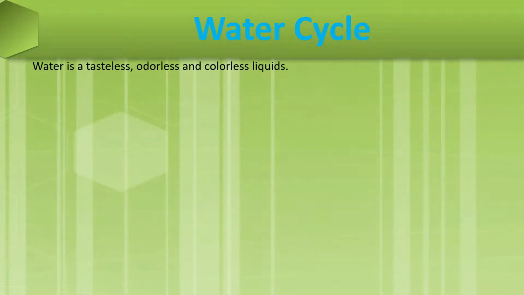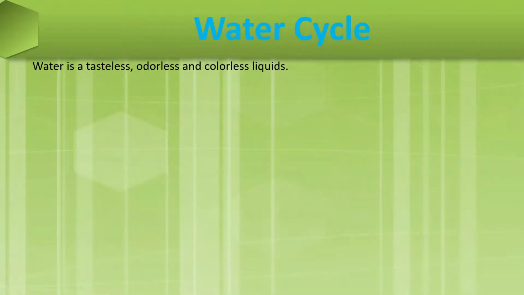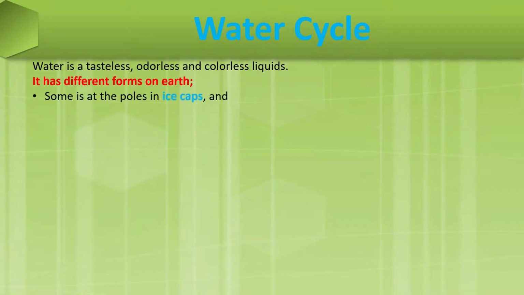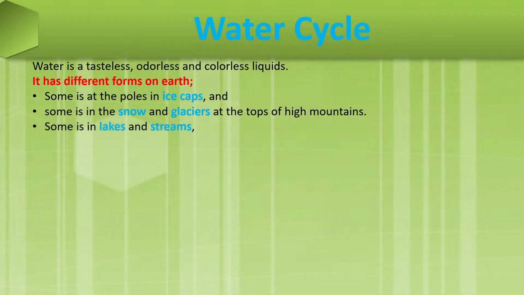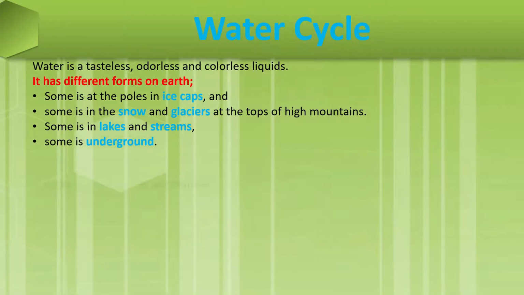Water cycle. Water is maybe the most important element on earth for humanity. It's a tasteless, odorless, and colorless liquid. It has different forms on earth, like ice caps at the poles, snow and glaciers at the top of high mountains, lakes and streams like rivers, and also underground water, especially in Kirkuk.